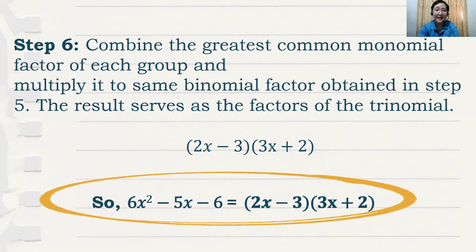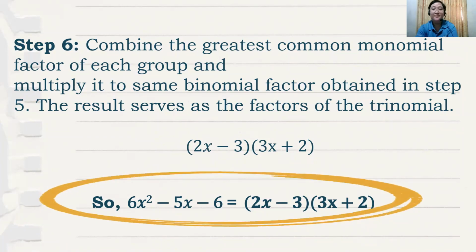So that is quantity 2x minus 3, quantity, multiplied by quantity 3x plus 2, quantity. Get that?